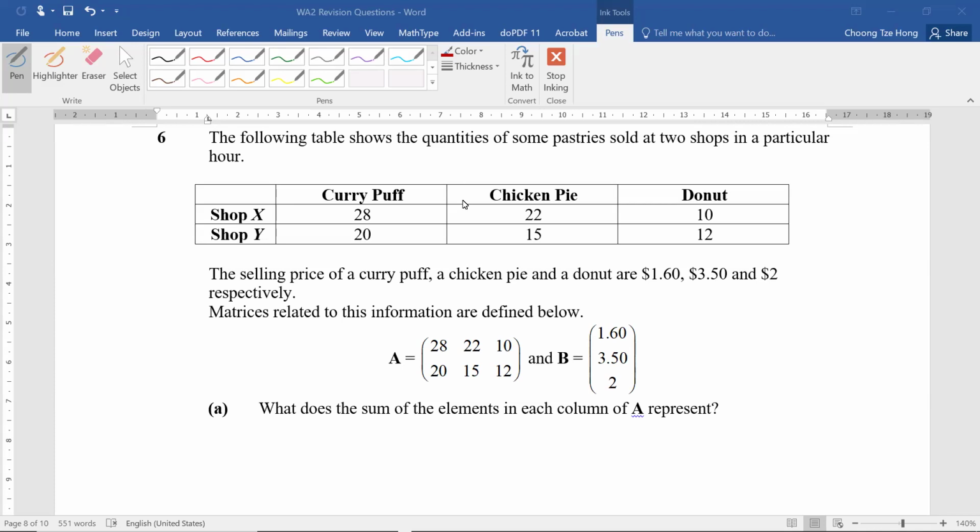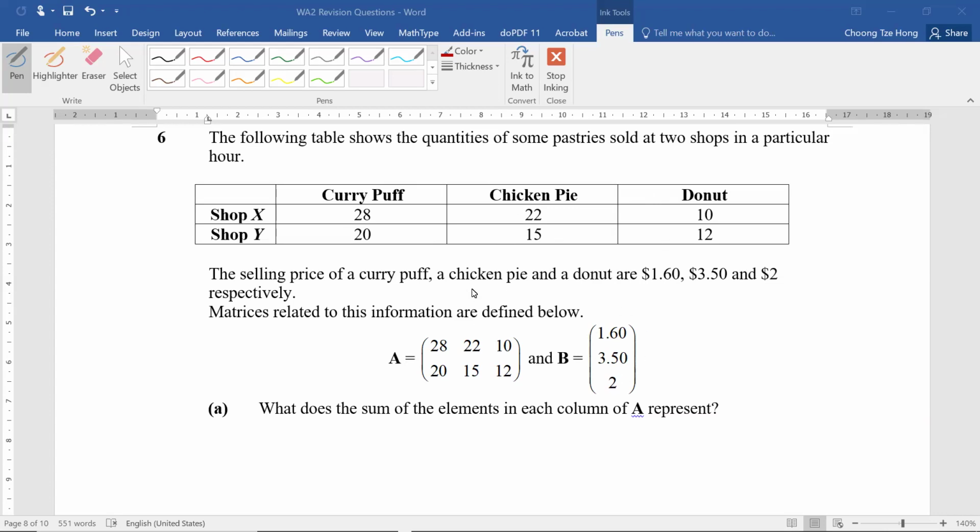The following table shows the quantities of some pastries sold at 2 shops in a particular hour. The selling price of a curry puff, a chicken pie, and a donut are $1.60, $3.50, and $2 respectively. Matrices related to this information are defined below. They have placed the information in the table above in matrix A, and then the selling price of the three items in matrix B.